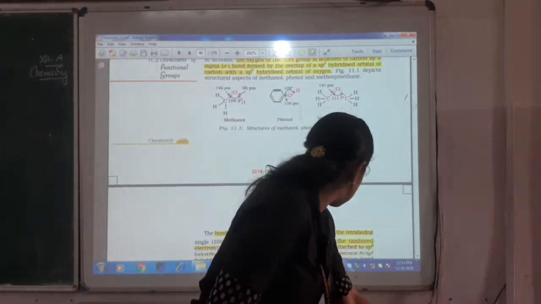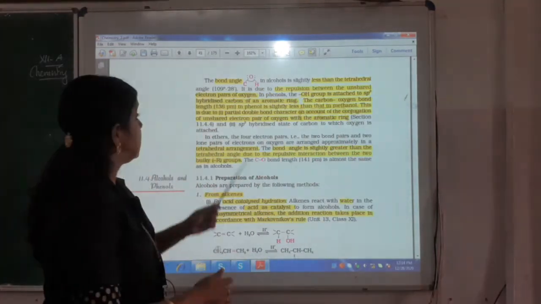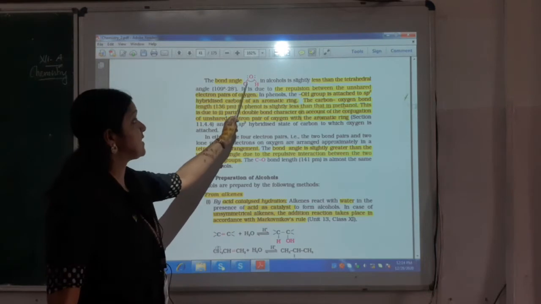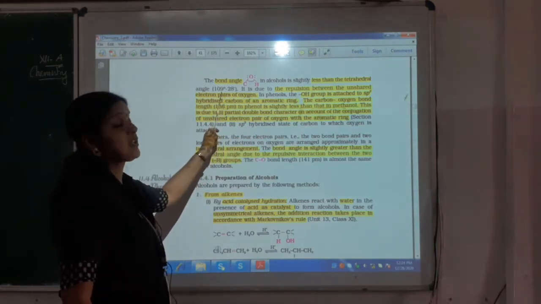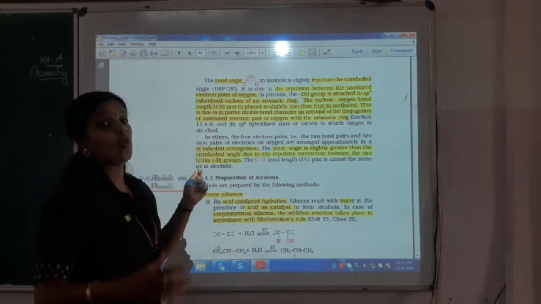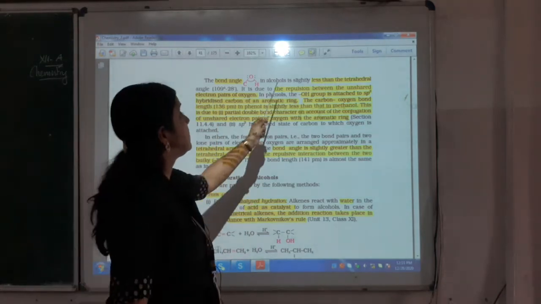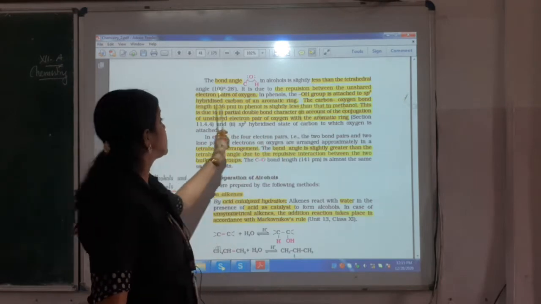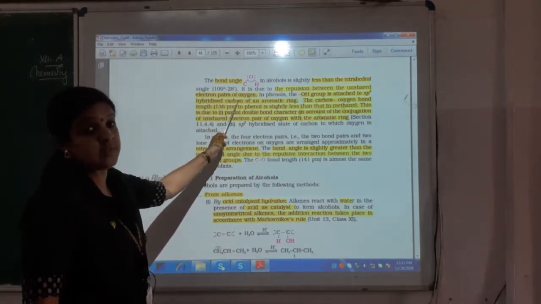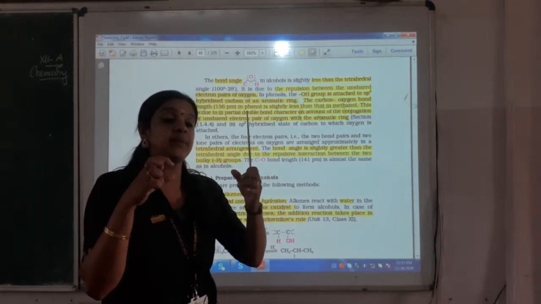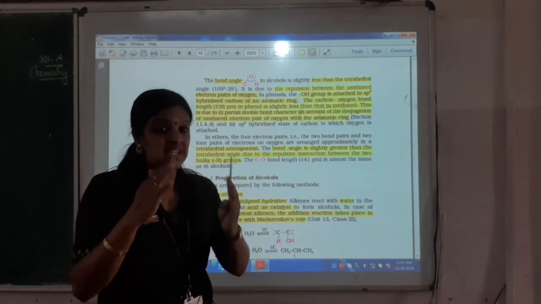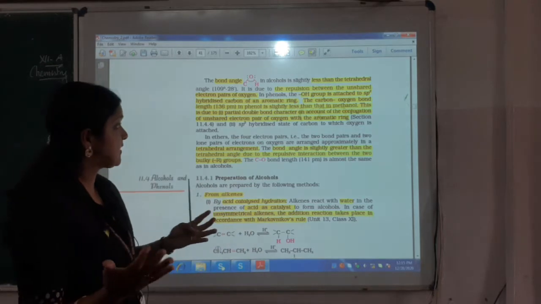Now let us see what is the bond angle. The bond angle of alcohol C-O-H is less than the tetrahedral angle, which is 109 degrees. Now why is it less? Because of the repulsion between the unshared electron pairs of oxygen. The oxygen has unshared electron pairs which repel, so the bond angle becomes less when compared to the tetrahedral structure.